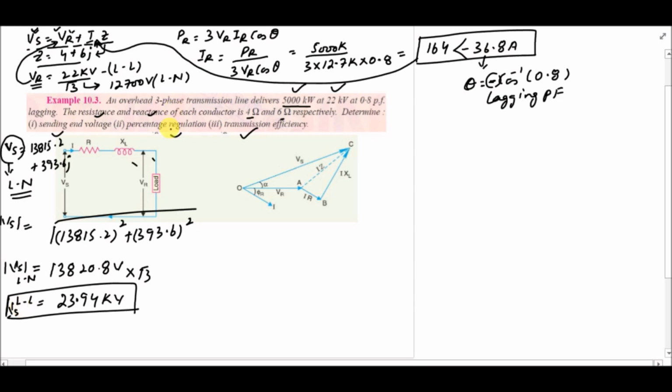Now the second part of the question is to calculate the percentage regulation. The formula for the percentage regulation was, voltage regulation is Vs minus Vr over Vr into 100.